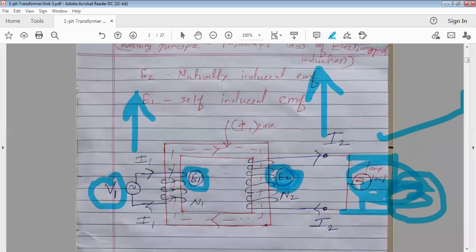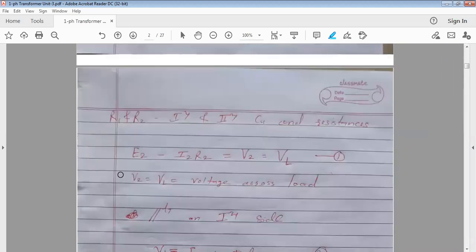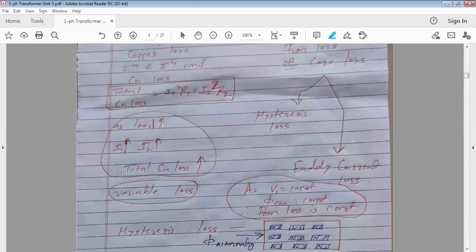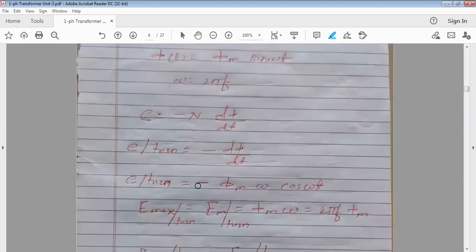What is the conclusion? As you go on increasing the load on the transformer, I1 and I2 both increase. So what about the kVA rating for every load? Is it constant or changing? kVA rating is voltage rating into current rating. As you change the load, the current changes, which means the kVA rating also changes. Very good.